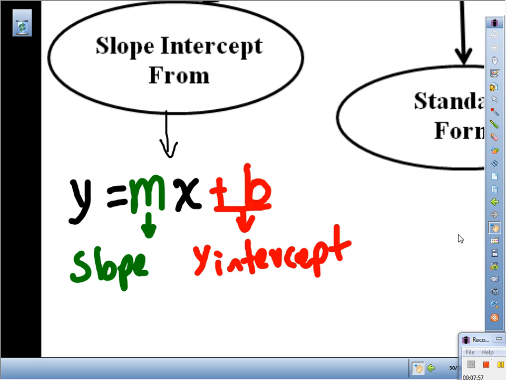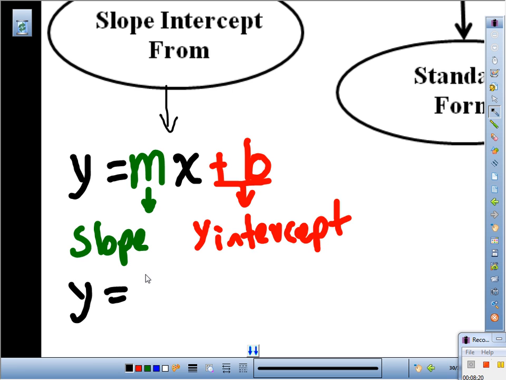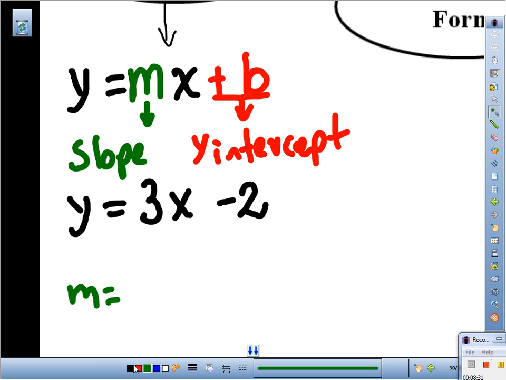And some of you are like, Mr. Q, I still just see a lot of variables. I know. Now I'm going to give you one with numbers so you can see what it looks like. Here goes one with numbers. Y equals 3x minus 2. Once you copy that, tell your neighbor what the slope and the y-intercept is of that equation.